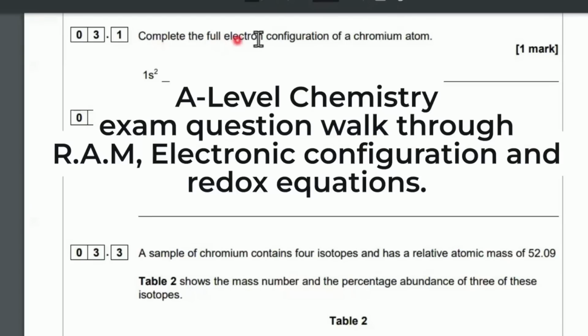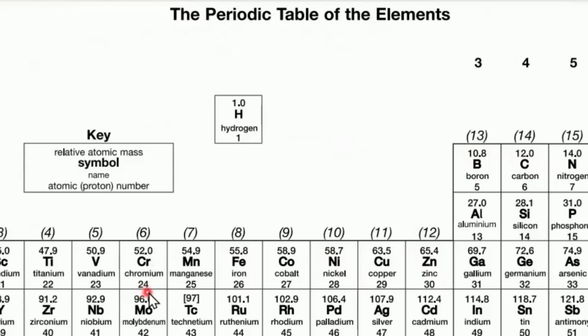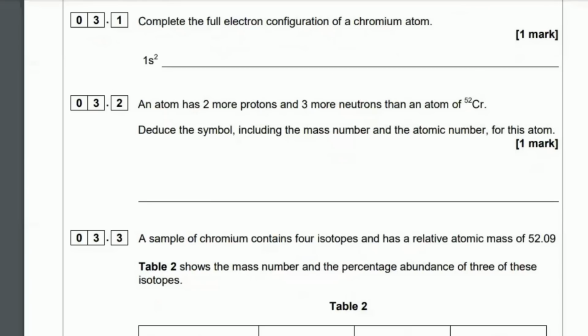Complete the full electronic configuration of a chromium atom. Let's go to the periodic table and work out its atomic number. So if we zip over to the periodic table that you'll have in your data book in your exam, you can see here chromium has the atomic number of 24. That means it's got 24 electrons. So obviously it has 24 protons, and you have the equal number of protons and electrons in an atom, and we're doing the electronic configuration of the atom here.